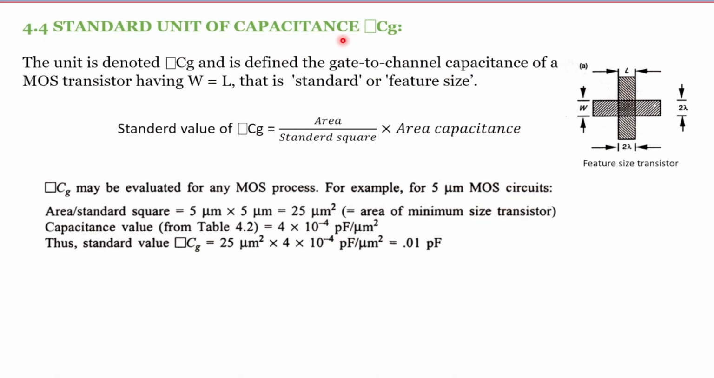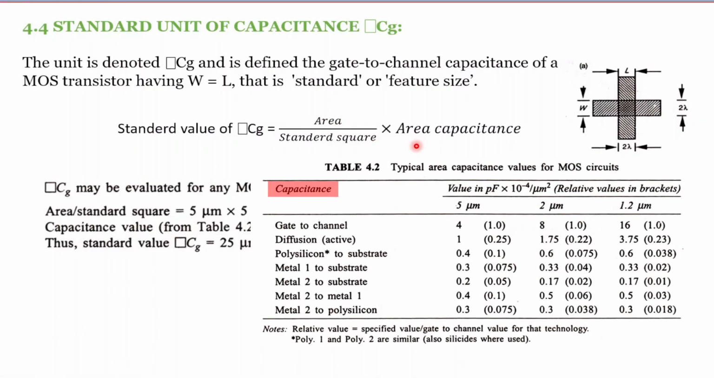Standard unit of capacitance. The standard unit of capacitance is denoted by square Cg. It is defined as the gate to channel capacitance of a MOS transistor having W equal to L. That is called standard or feature size. The standard value of square Cg is area per standard square multiplied by area capacitance. The area capacitance is given in the table.